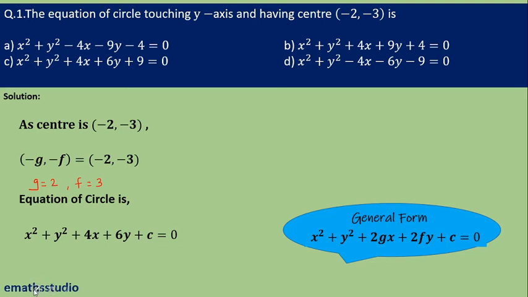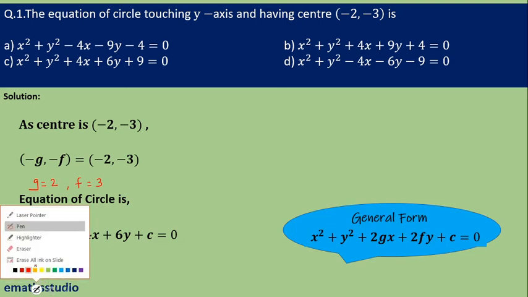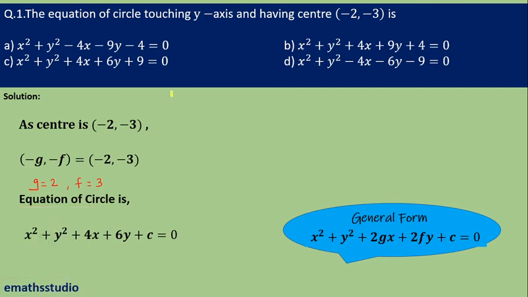So just check what the question is. In the question, they are asking us to determine the equation of a circle which is touching the y-axis. So here they have mentioned the circle is touching the y-axis. Now what's the theory we have studied for a circle touching the y-axis?